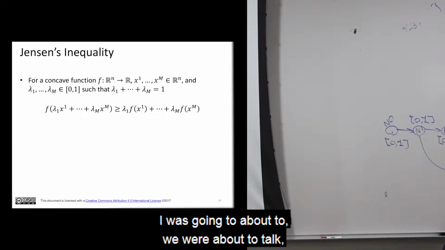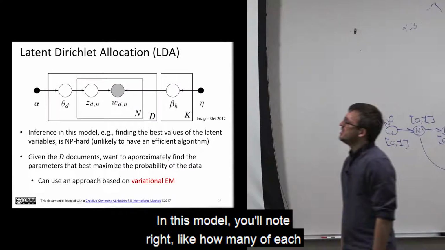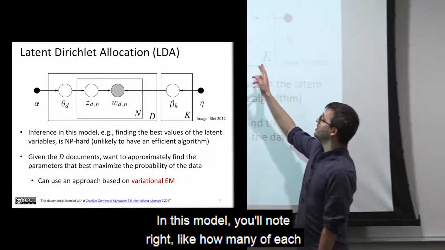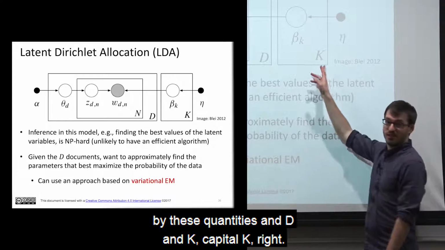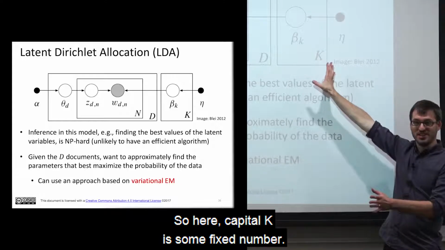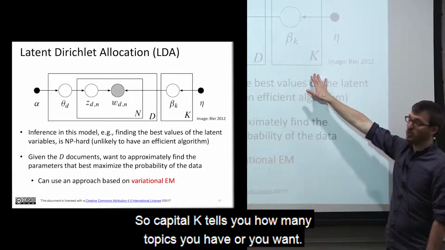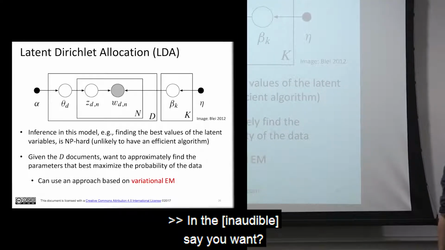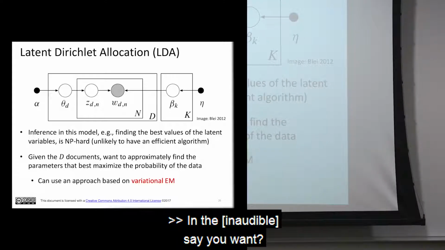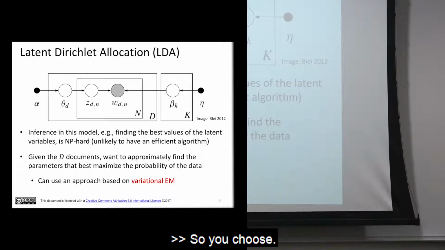It's a good question. I was about to talk about it anyway. Where's the model? There it is. In this model, you'll note how many of each of these random variables there are is determined by these quantities N, D, and capital K. Here, capital K is some fixed number. It doesn't change throughout the algorithm. Capital K tells you how many topics you want. When you run the algorithm, you have to specify capital K. So you choose capital K.